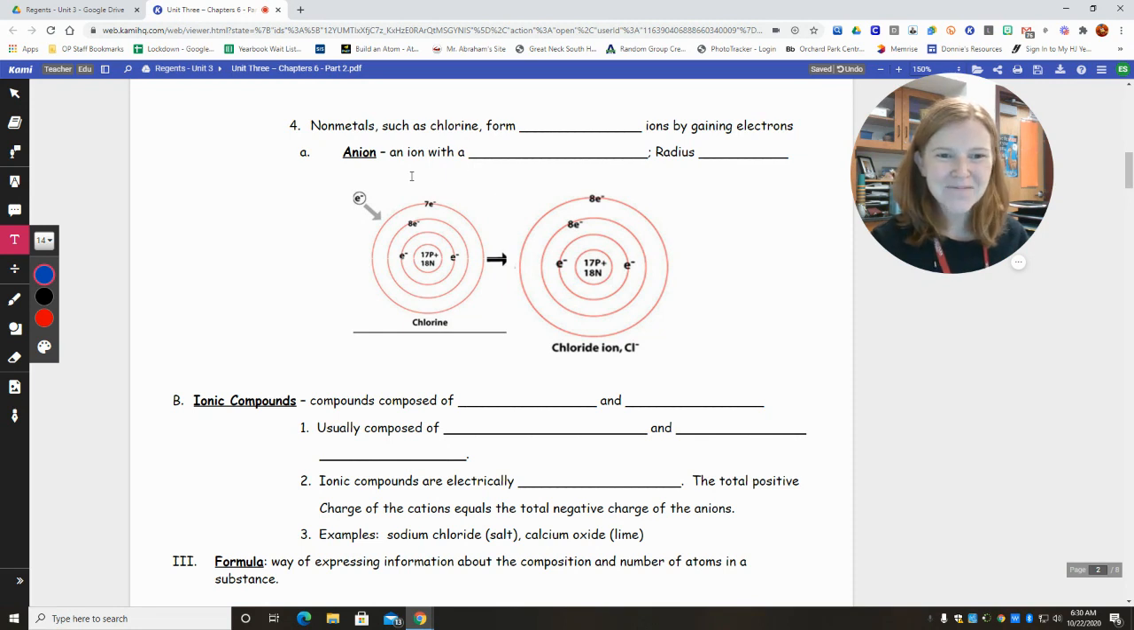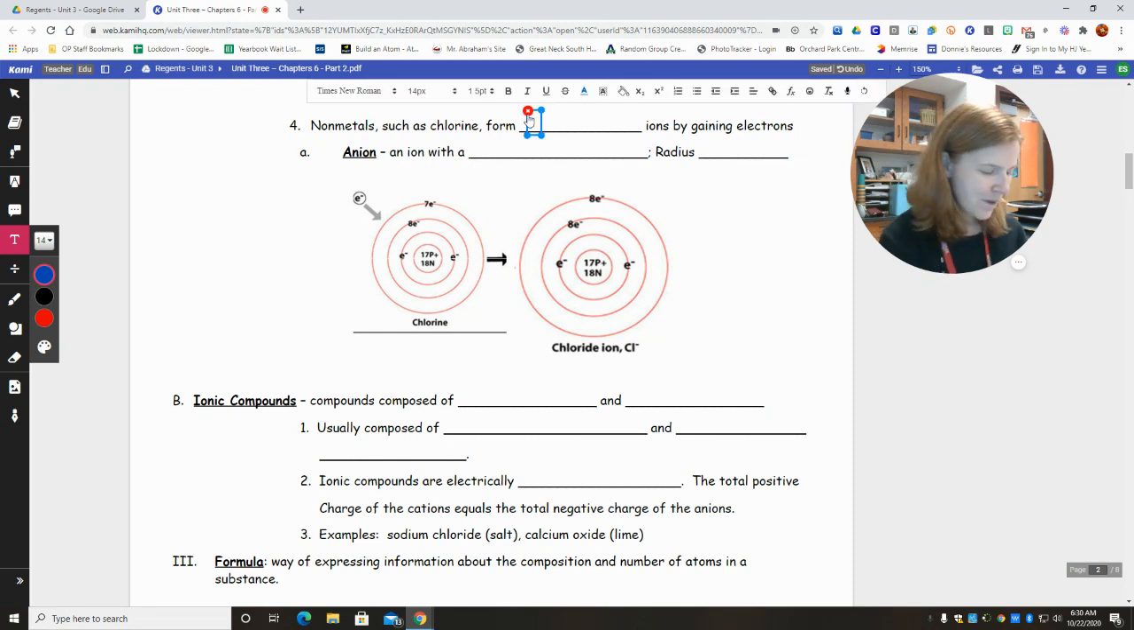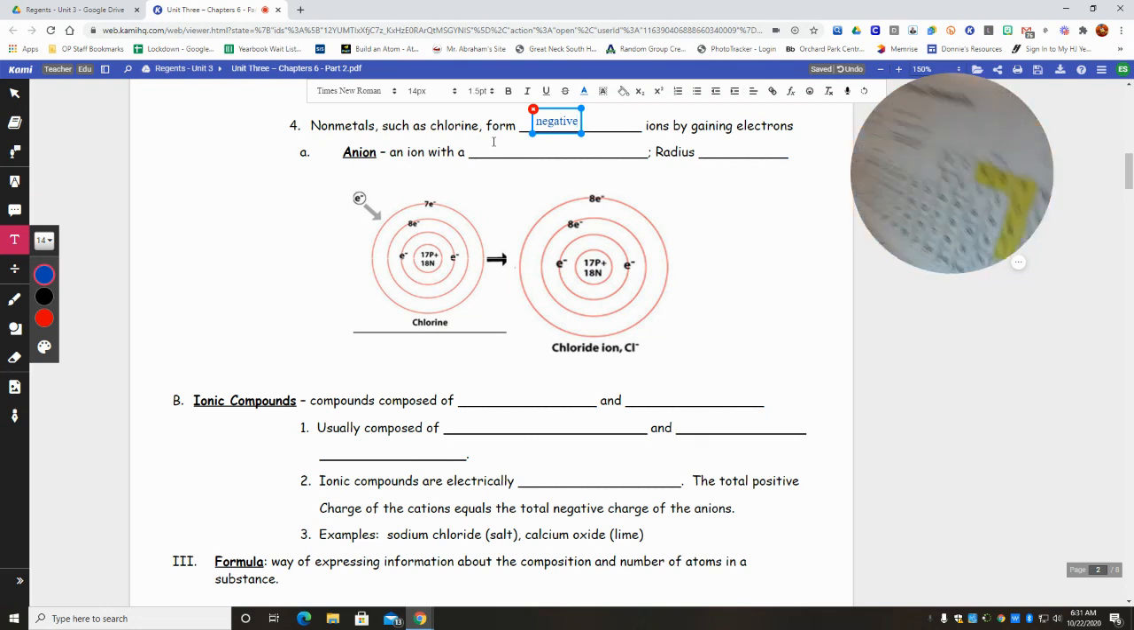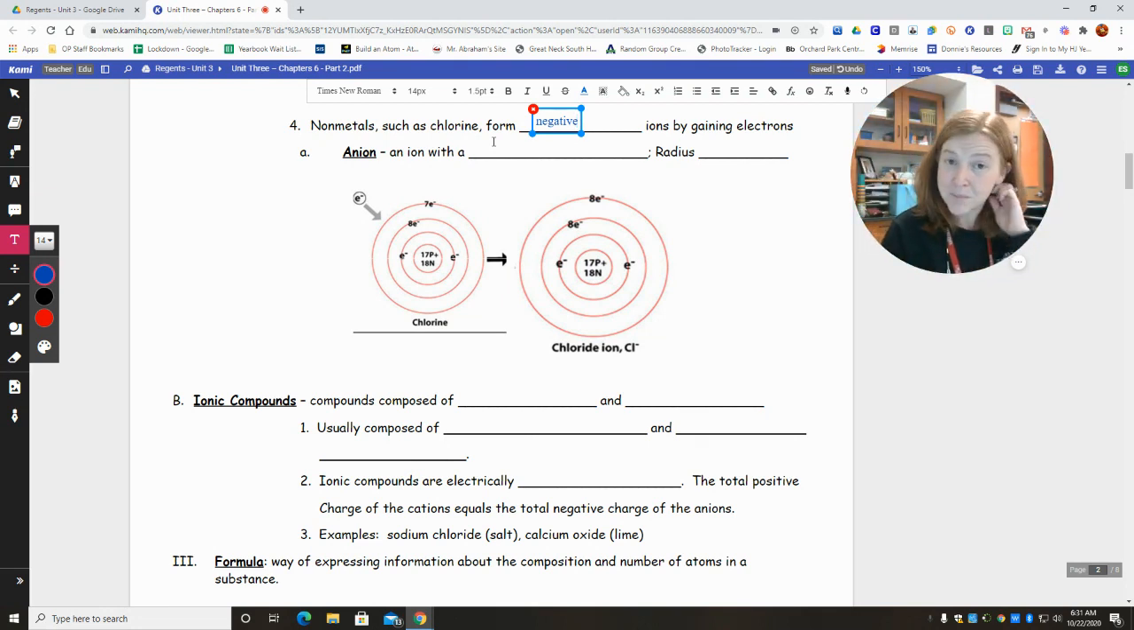I'm back. All right, nonmetals such as chlorine form negative ions by gaining electrons. Again, if you look at your periodic table, at your nonmetals, which are in the upper right-hand corner, now with some of the nonmetals, you're going to see more than one possible charge. Nonmetals typically are going to want to gain electrons. They're trying to get 8 valence electrons, a stable octet, as that's known.